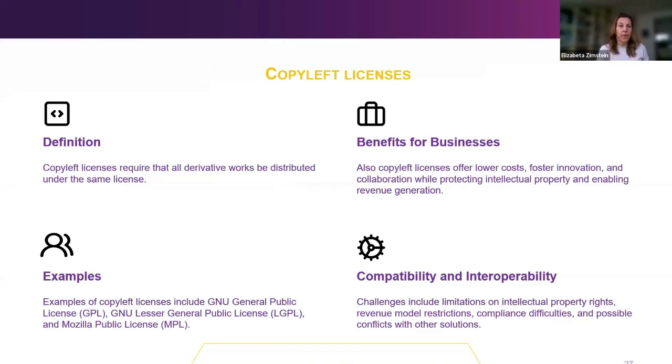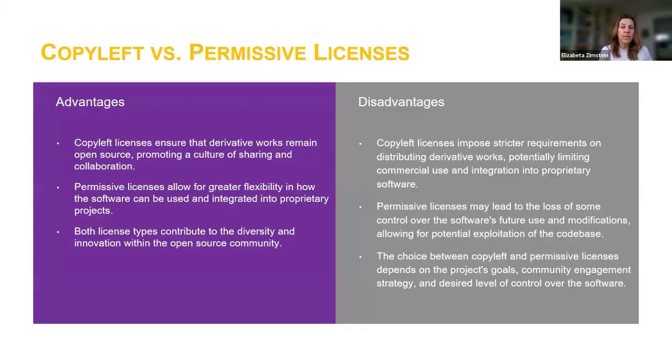On the other hand, copyleft licenses require that all derivative works be distributed under the same license. Examples of copyleft licenses include the GNU General Public License, GPL, GNU Lesser General Public License, LGPL, and Mozilla Public License. What is the difference between copyleft and permissive licenses? Copyleft licenses ensure that derivative works remain open source, and they promote a culture of sharing and collaboration.